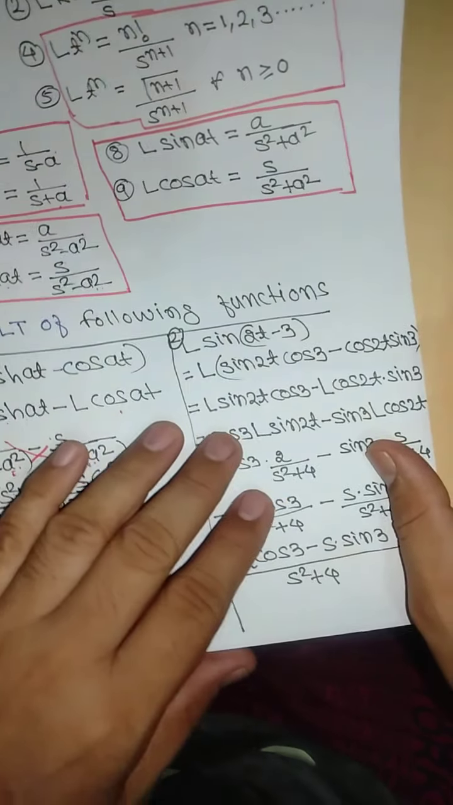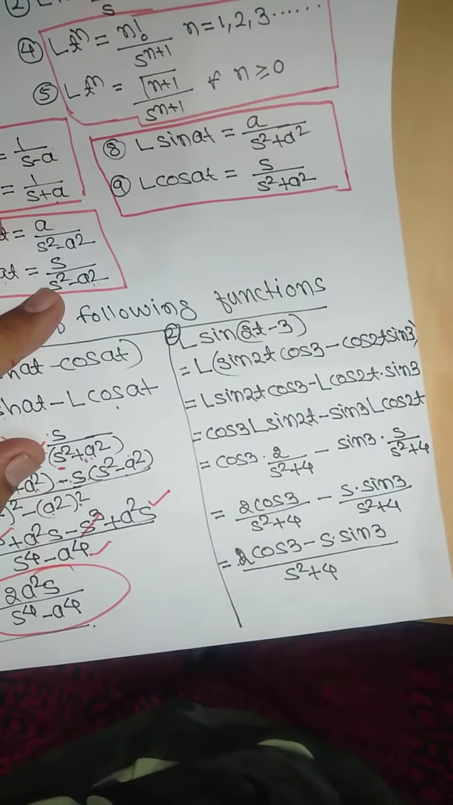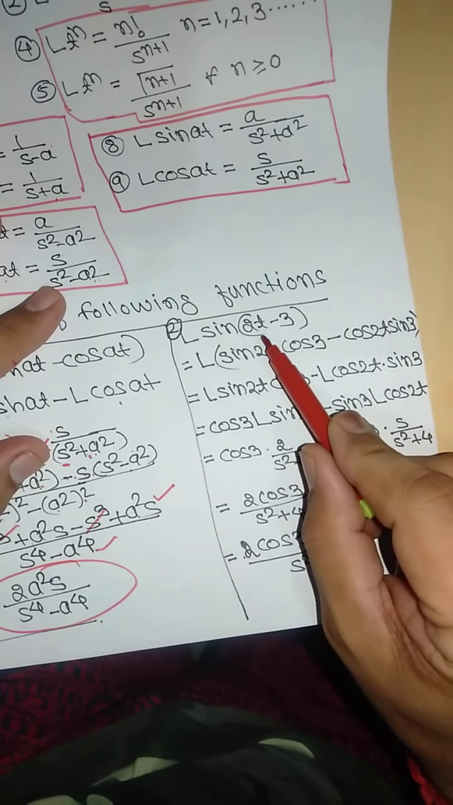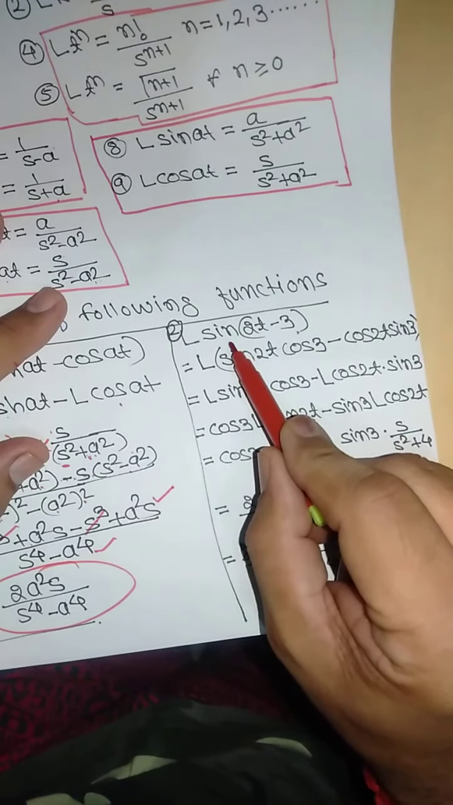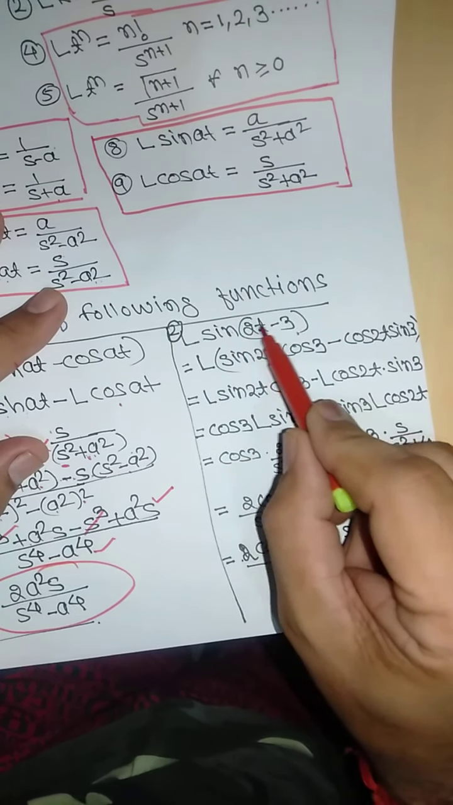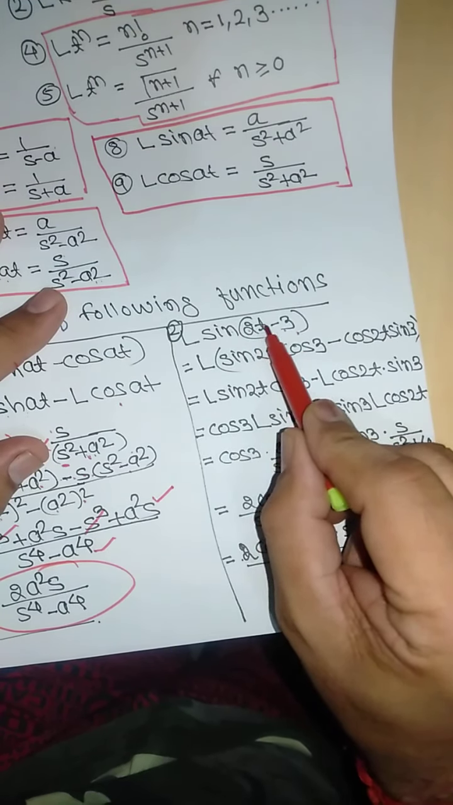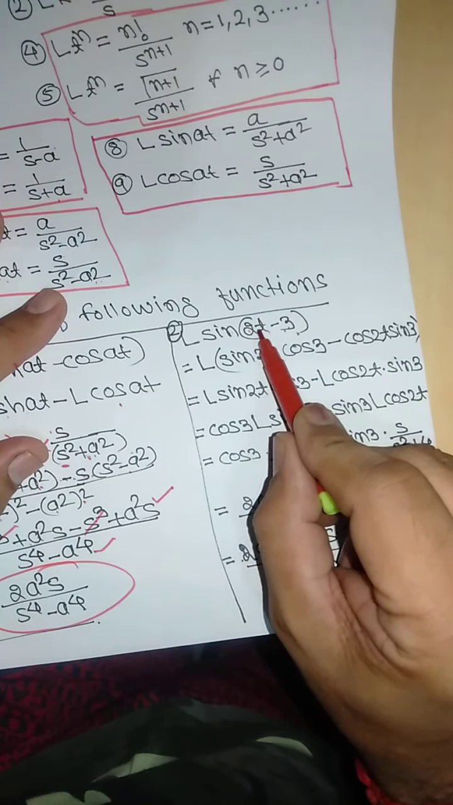Similarly, we see the second problem. The second problem is: find the Laplace transform of sine of 2t minus 3. We know one formula, the result for sine of a minus b, so we use it. What is the sine of a minus b?